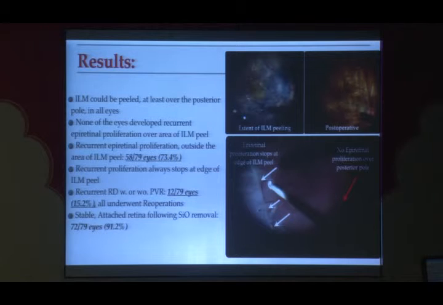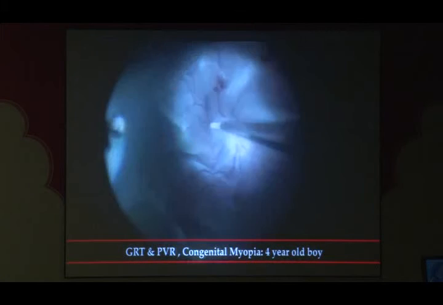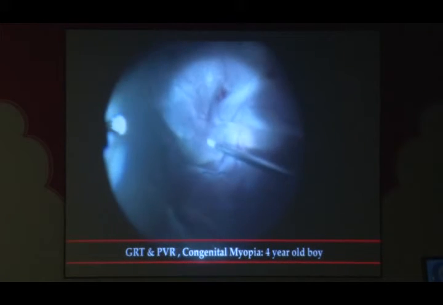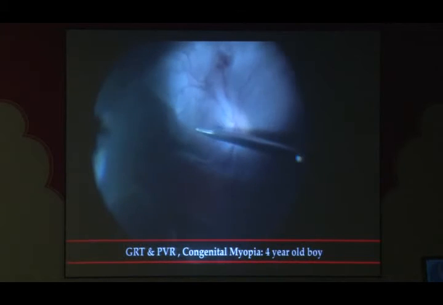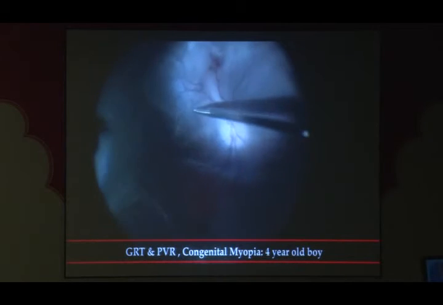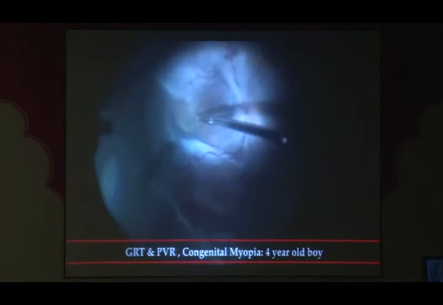Recurrent detachment with or without PVR occurred in 12 eyes, and stable attached retina following silicon oil removal was achieved in 91 eyes. Let's have a look at this case. This is a case of congenital myopia and severe giant retinal break and a severe PVR. The same rules were applied.